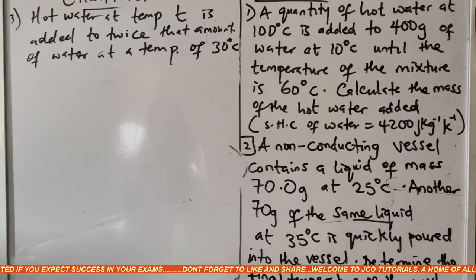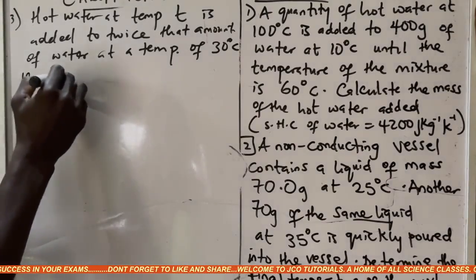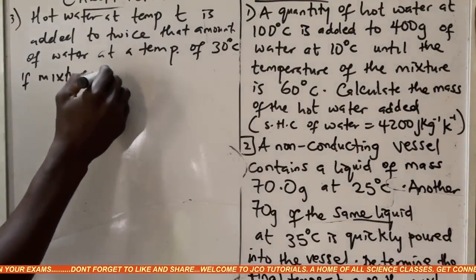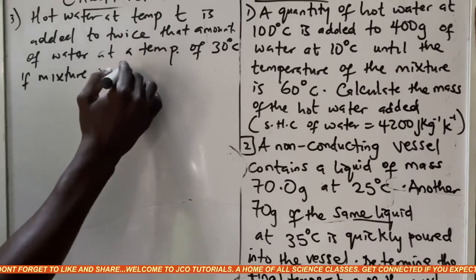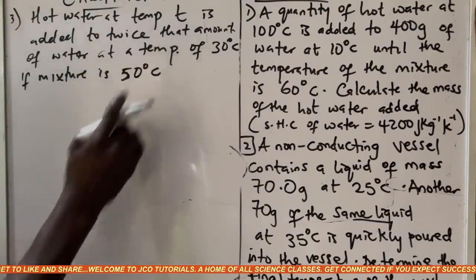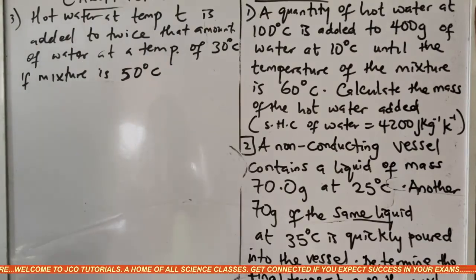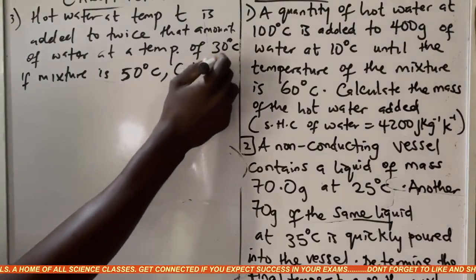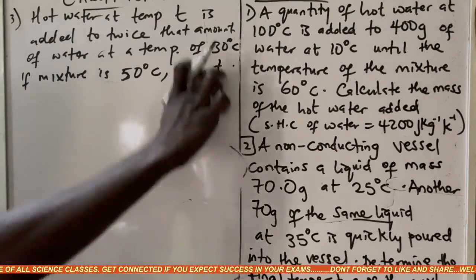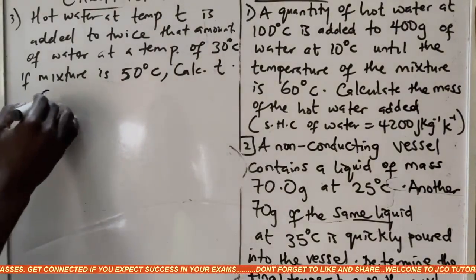Question. If the resulting temperature of the mixture is 50 degrees Celsius, I'm trying to write the question and read it so it will resonate over your head. Then you can pause the video and try to solve it before I go on to solve. Calculate T. What is the T? The temperature T there. Let's work this out.